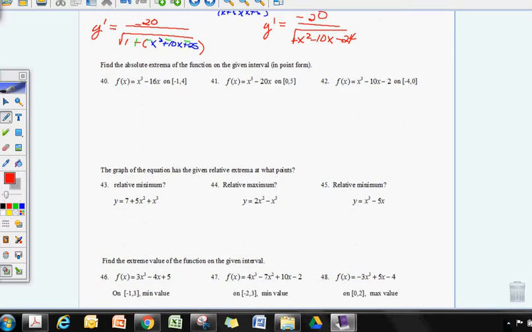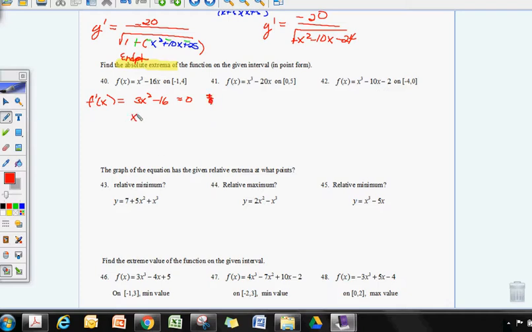For the next one, now we're going into chapter 3. When I see the word absolute, I automatically know that I have to include the endpoints. So don't forget that. So I need to first of all find my first derivative. And for my first derivative, it is 3x squared minus 16. I'm going to set that equal to 0, and then later I'm going to set it to undefined, 1 over 0. The 1 over 0 is not going to work, so that's fine.